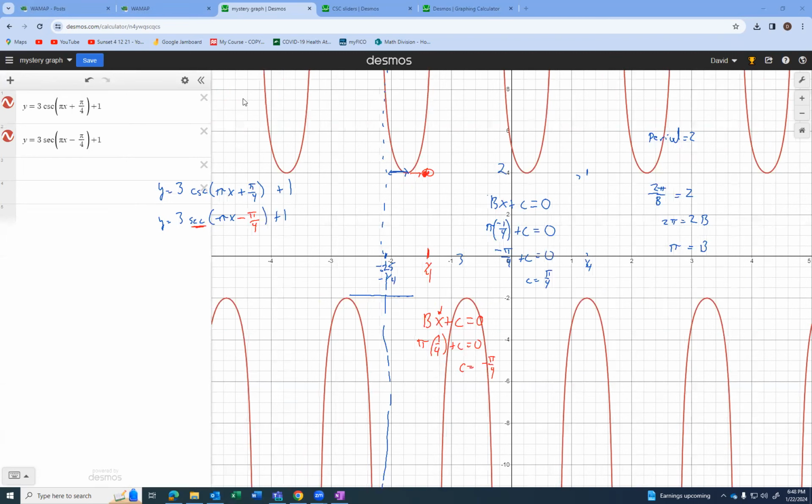That distorted my window a little bit, so my markings don't quite line up like they used to. But that's how we can find a minimum and what our cosecant and secant graphs look like.